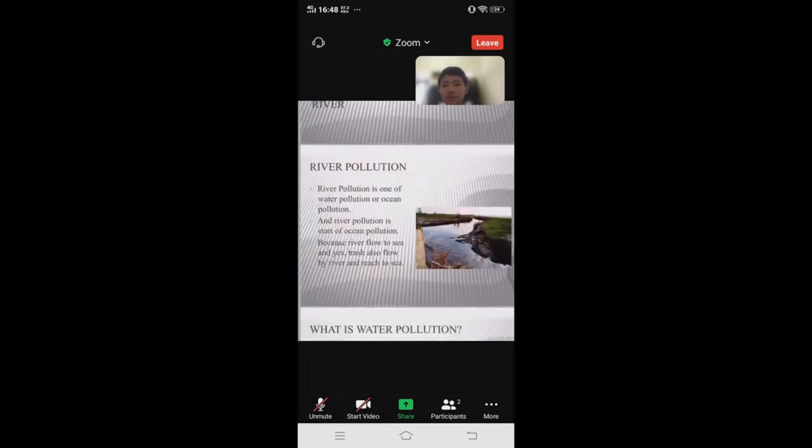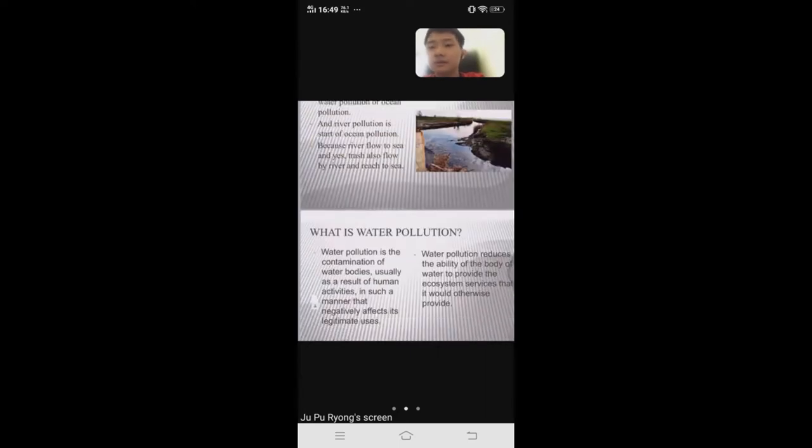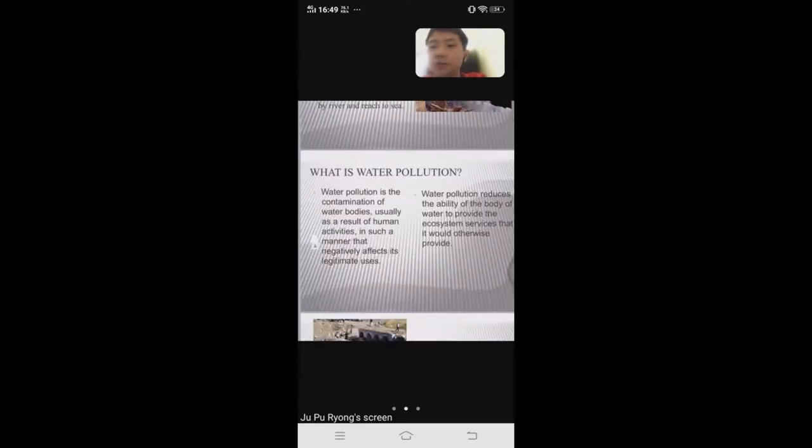Exhibition topic, water pollution, by Zipu Yu. River pollution is one of the types of ocean pollution, and river pollution is the start of ocean pollution because rivers flow to the sea, and yes, trash also flows by river and reaches the sea. What is water pollution? Water pollution is a contamination of water bodies, usually as a result of human activities, in such a manner that negatively affects its legitimate uses.